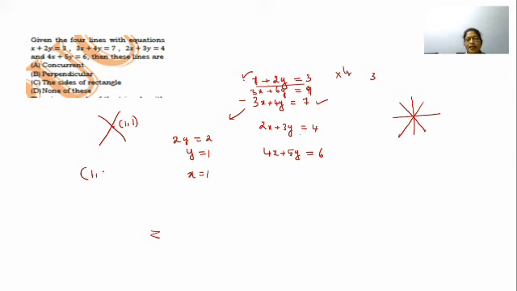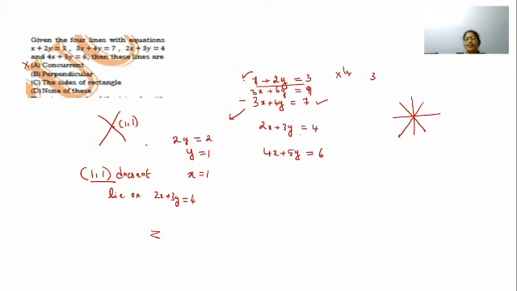And if these lines are concurrent, 1, 1 has to lie on this line. 1, 1 does not lie on 2x plus 3y is equal to 4. Why? Because your left and right sides are not the same. If you replace x by 1, y by 1, you get 5 here. 5 cannot be equal to 4, so it doesn't lie on this line. So option 1 is ruled out.